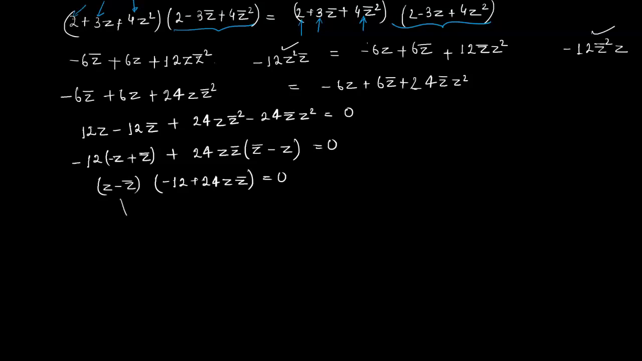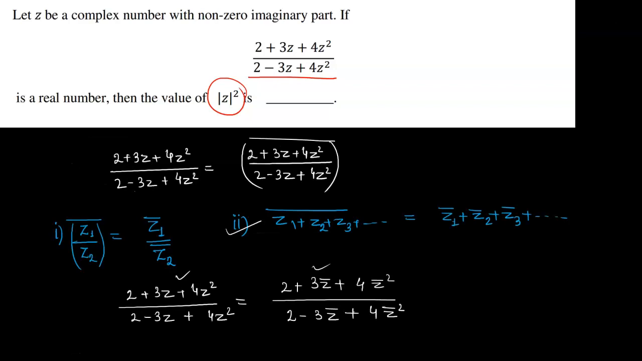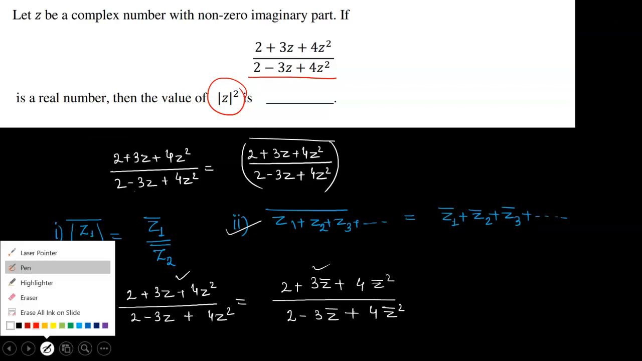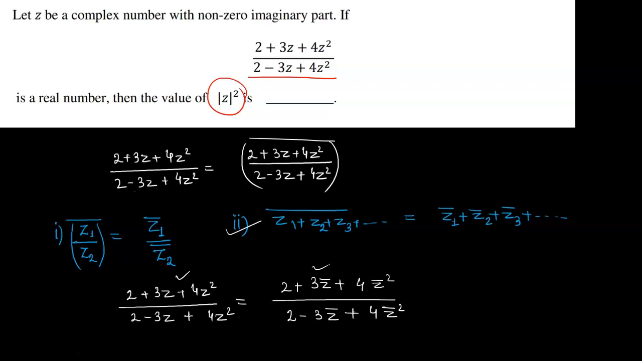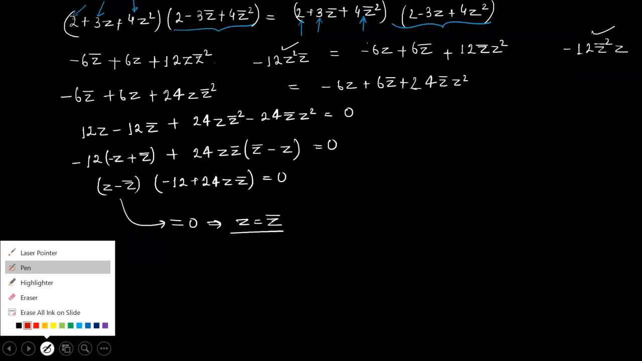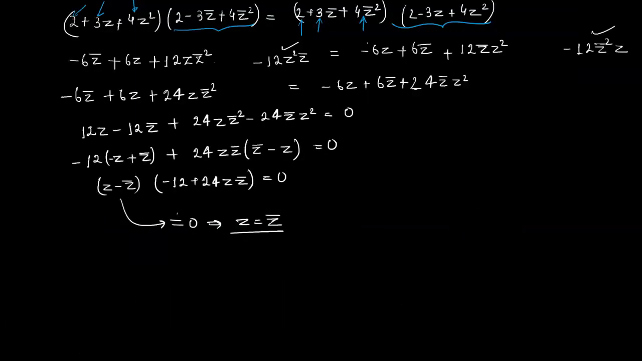Since the first term can't be equated to 0, because this will give us z is equal to z bar, it means that the complex number z has only a real part. But we can see in the question that it has been mentioned that z has a non-zero imaginary part. So if it has a non-zero imaginary part, then this is not going to happen. So this second part will be equated to 0.